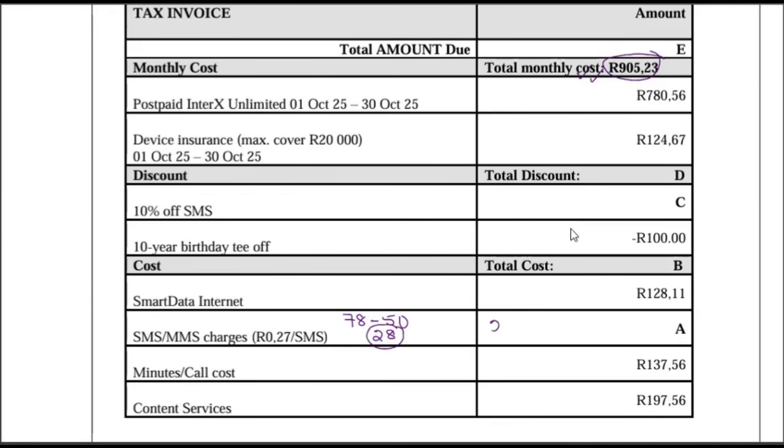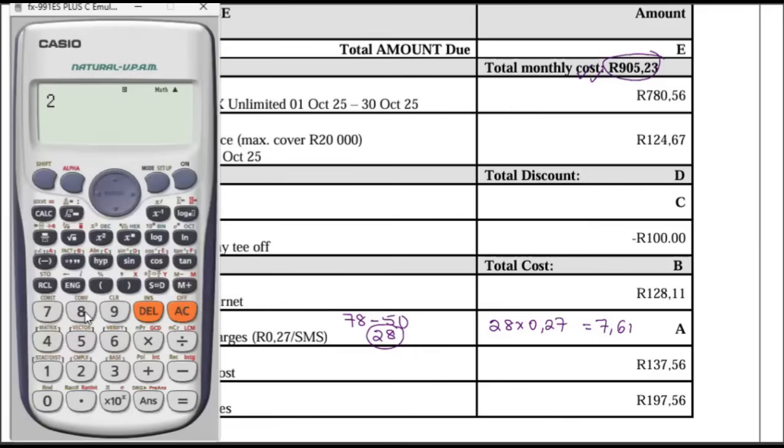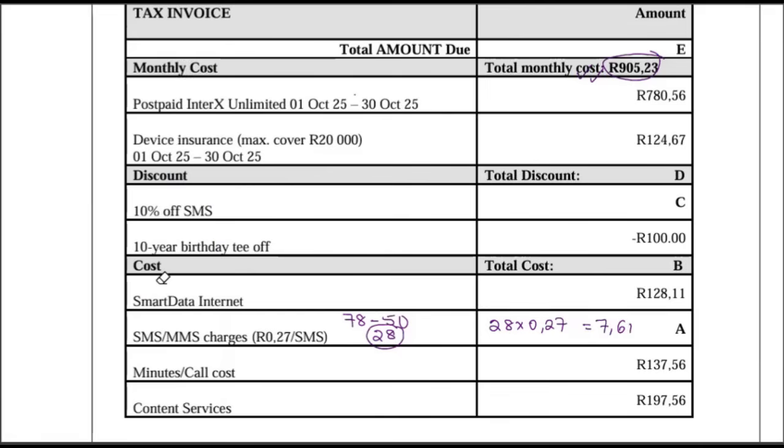So our value of A is going to be 28 times 0.27, which gives us 7 rand. Is it 61 cents? 28 times 0.27. Oh, she has 7 rand 56. 56 what? 56 cents. That's the value of A.